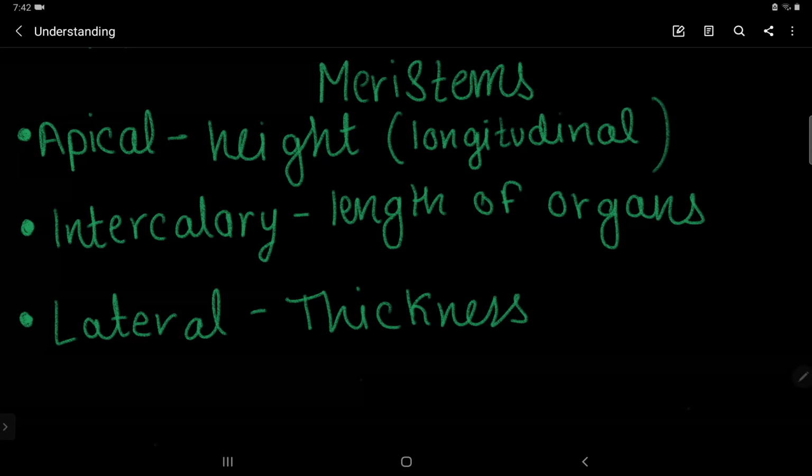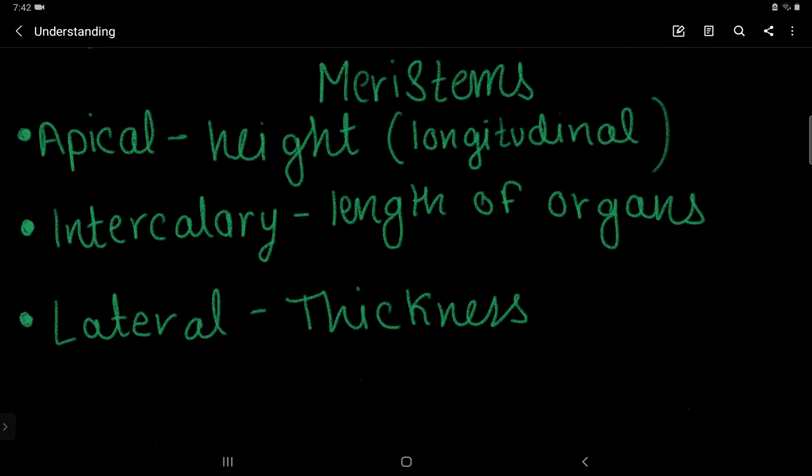Lateral meristem. The meristem that occurs laterally on roots and stems is called lateral meristem. The cork cambium and the fascicular cambium are examples of lateral meristem. These tissues lead to an increase in thickness.